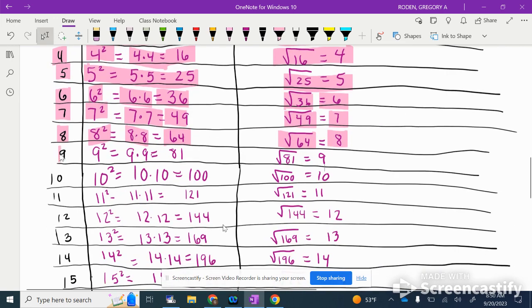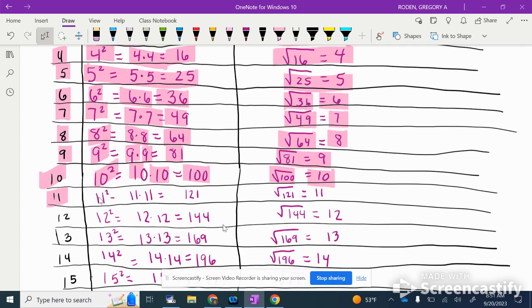Number 9. 9 squared is 9 times 9. And 9 times 9 is 81. So now we know the square root of 81 is equal to 9. 10 squared, that's an easy one, right, is 10 times 10. 10 times 10 is 100. So the square root of 100 is 10.